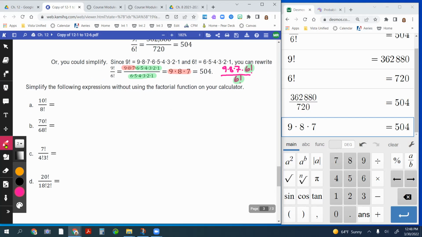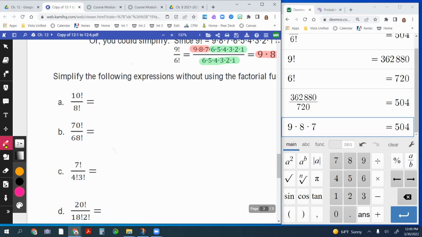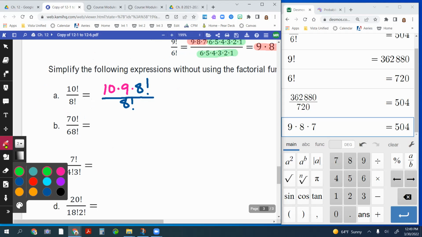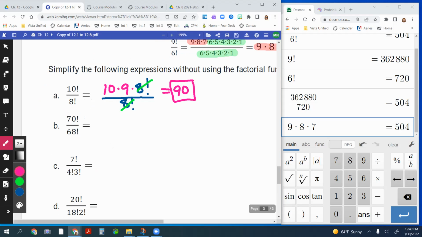So on this one, I'm going to take 10 factorial. Just going to move it over here. And I'm going to break it down as 10 times 9 times 8 factorial over 8 factorial. And then the 8 factorial on top and bottom are going to cancel out. And I end up with 90 as the answer.